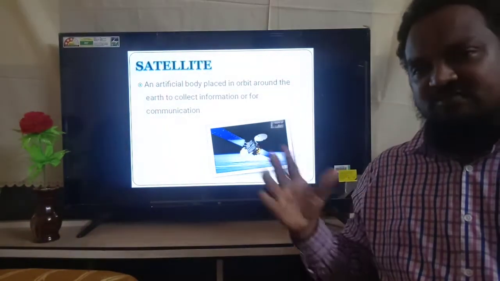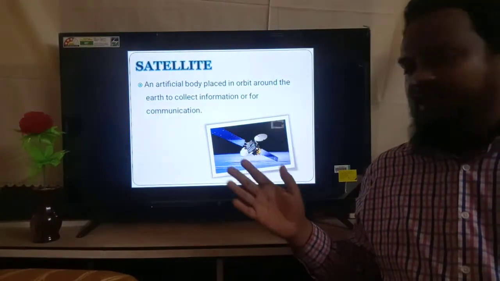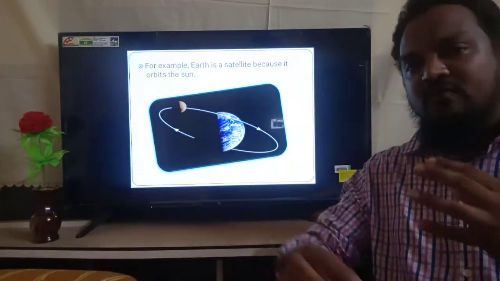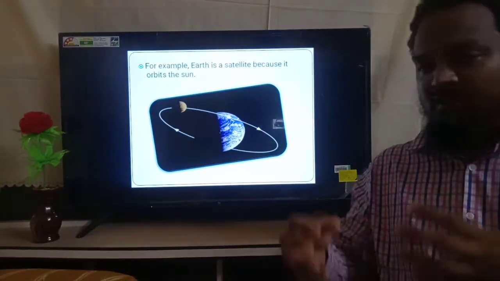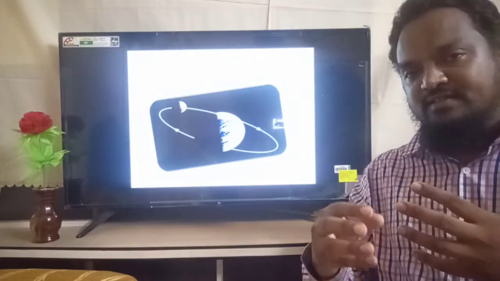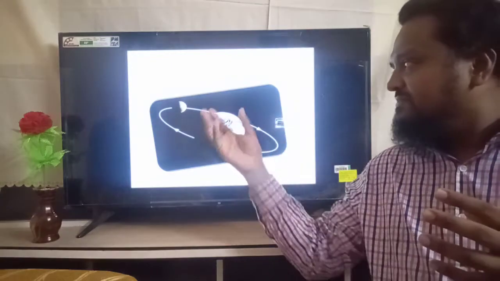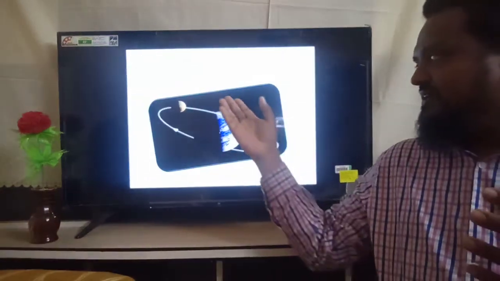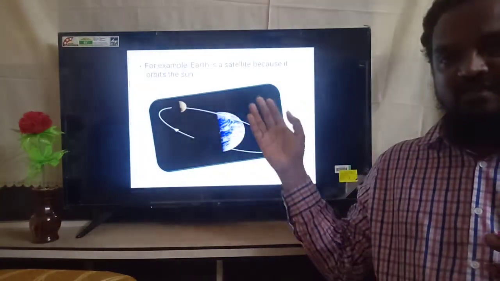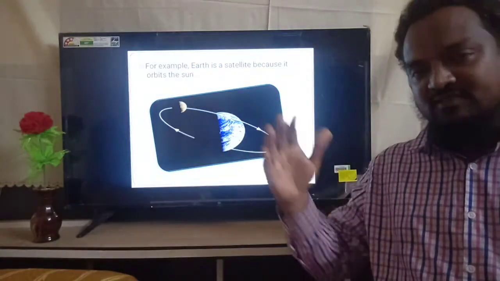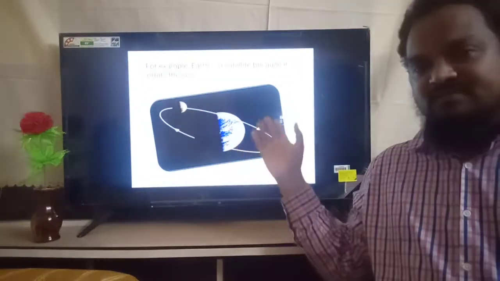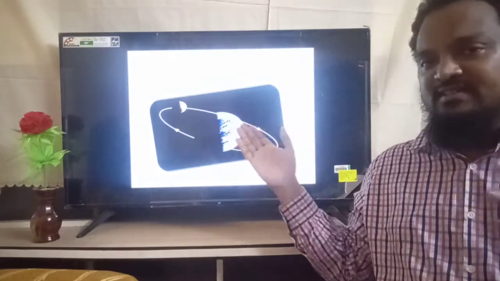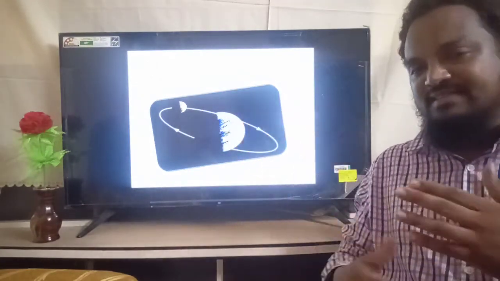One more definition of a satellite is that it is a body which is revolving around a bigger body. This is also a general definition of a satellite. If we take this definition, for instance, our earth also becomes a satellite. Here the picture is shown, the earth is revolving around the sun. Now the sun is a very big body. We know that the sun is very big compared to the earth, and that the earth is revolving around the sun. From this definition, our earth also becomes a satellite.